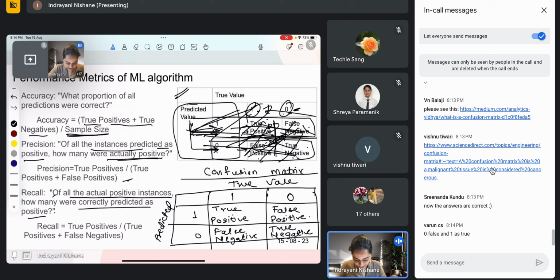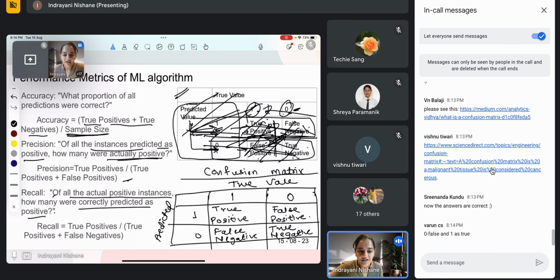Let me just check the formulas once again. True positives, true negatives, and sample size. Yeah, that is correct. Precision is true positives and false positives. Correct, okay. Thank God. Recall is for true positives and false negatives. Yeah, now it seems correct. Thank you so much, Vishnuji, for pointing out the mistake. But now I think it is clear.